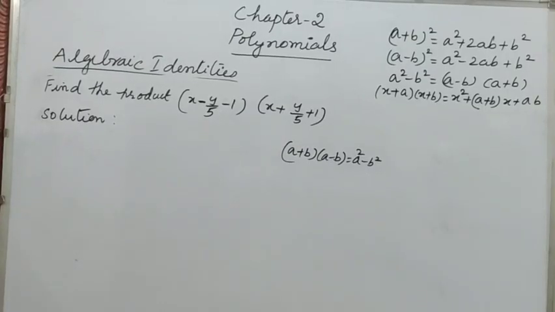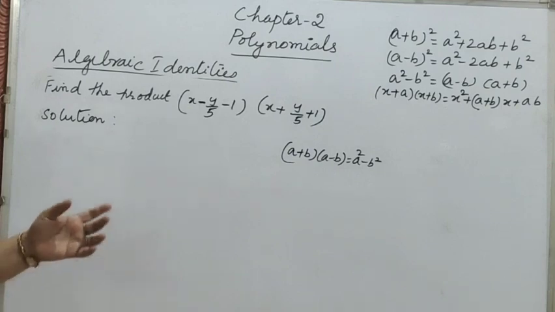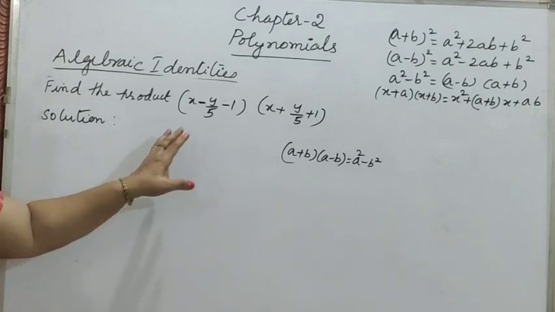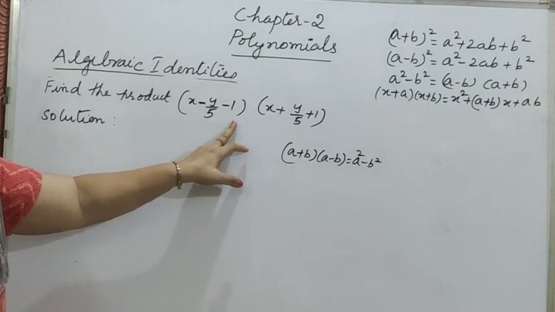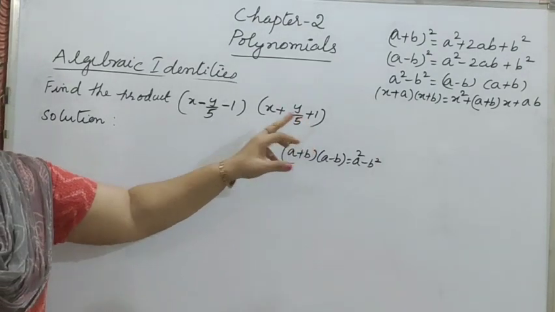Find the product: (x minus y by 5 minus 1) into (x plus y by 5 plus 1). Till now we have seen only two terms expansion. Now what happened to this one? Three terms are there. For the first question, minus is coming for the second term and the third term. Now here both are plus.